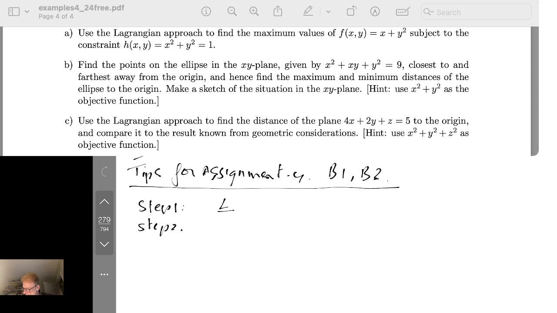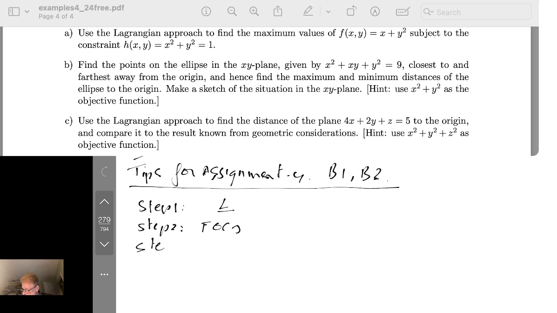Step 2, writing down the FOCs. Those are all the partial derivatives of the Lagrangian with respect to the variables. There can be one, two or three variables, and the lambda. I think in B1 and B2 there's always just one constraint.